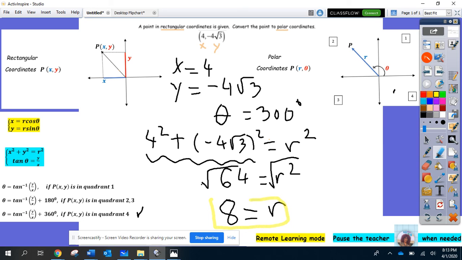So you have here the polar radius and the polar angle. So your polar coordinates are ready.